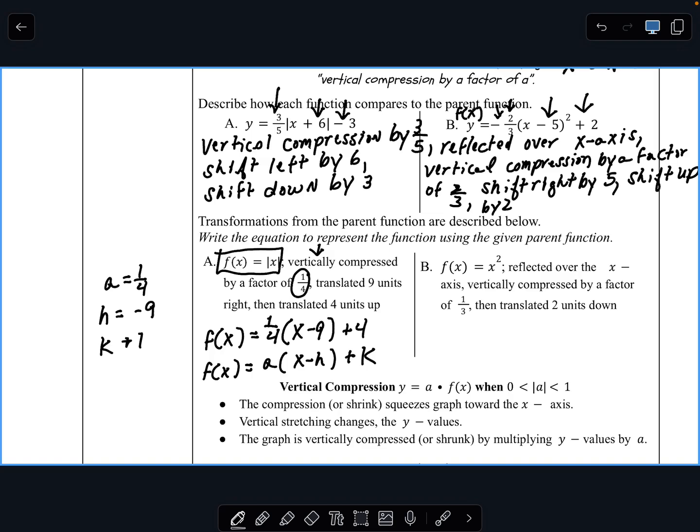All right, so here, it's going to be reflected over the x-axis. So I know my a is going to be negative. It's vertically compressed by a factor of 1/3. My h is going to be 0 because I don't have any movement left or right. And then my k is going to be a negative 2. So let's fill them in. F of x equals negative 1/3 times x squared, I don't have an h, minus 2. All right, wonderful.